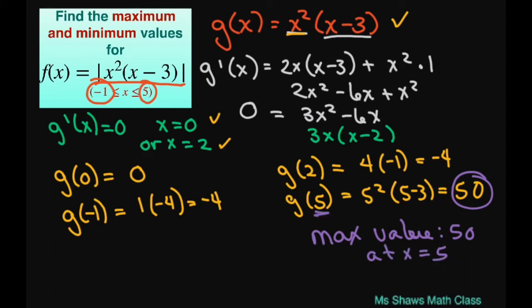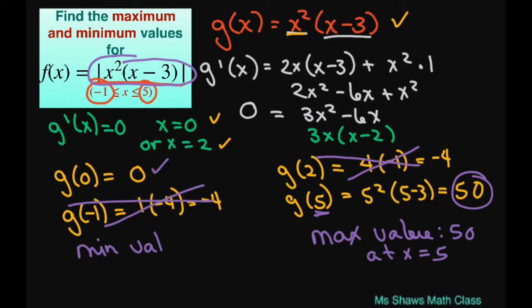Now, we have to disregard these here because you'll never get a negative when you use absolute value. So our minimum value is this one, the 0. So your minimum value is 0 at x equals 0 right here.